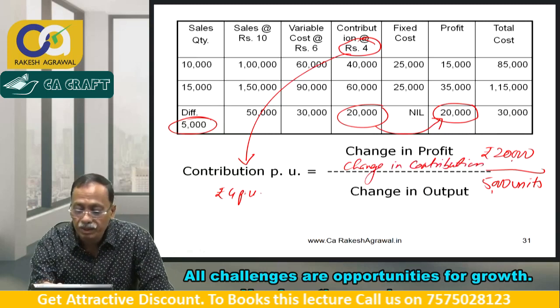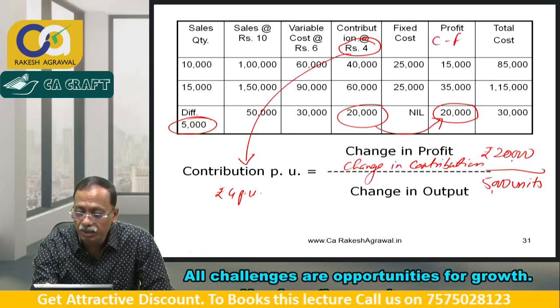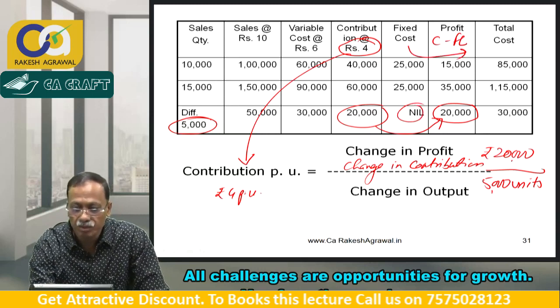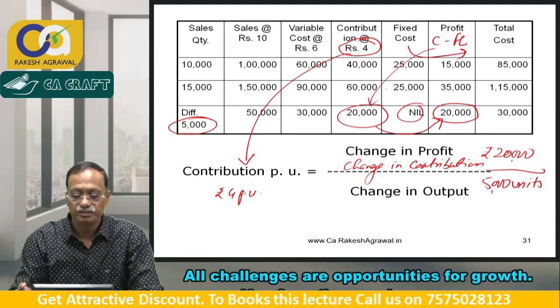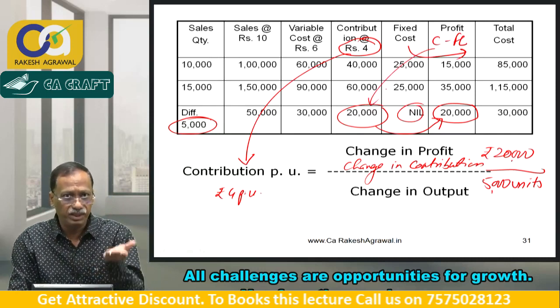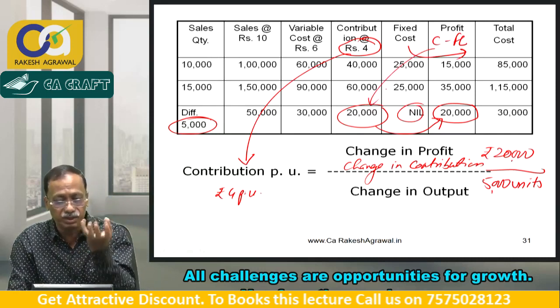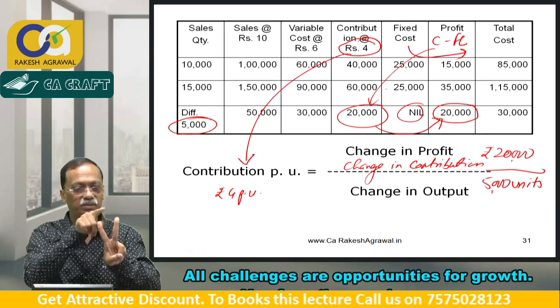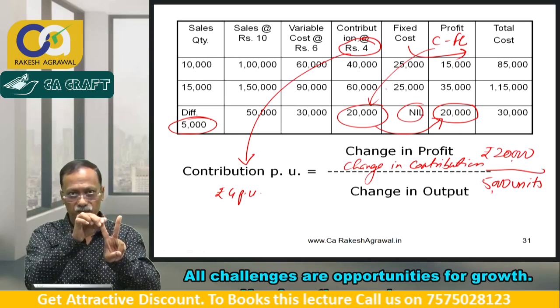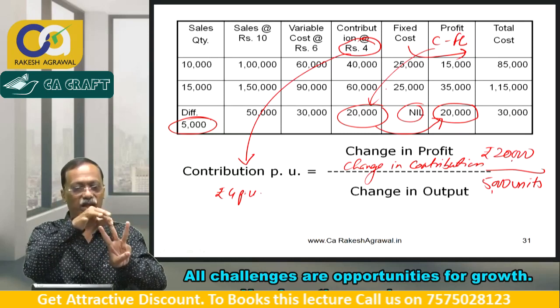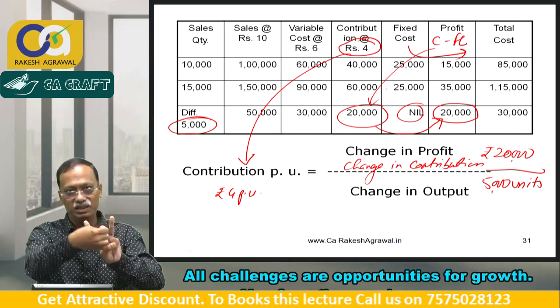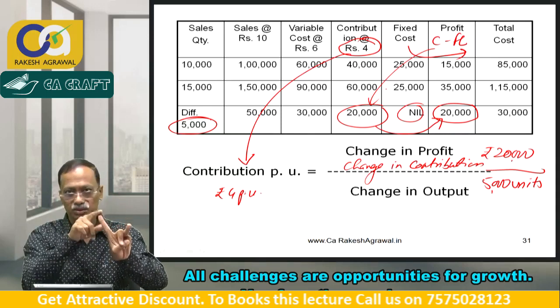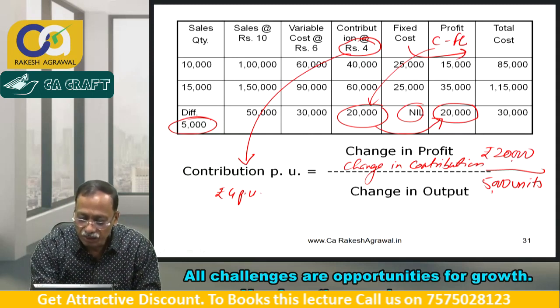Now why? See, profit is contribution minus fixed cost, out of which this fixed cost is constant. There is no change in fixed cost. So what is changing is only the contribution. This is contribution, this is fixed cost, this minus this is profit. Contribution changes, fixed cost doesn't change, and then you get profit. If this doesn't change, this change in profit is due to change in contribution. So change in profit and change in contribution are one and the same.